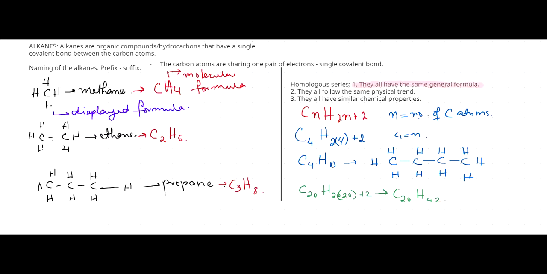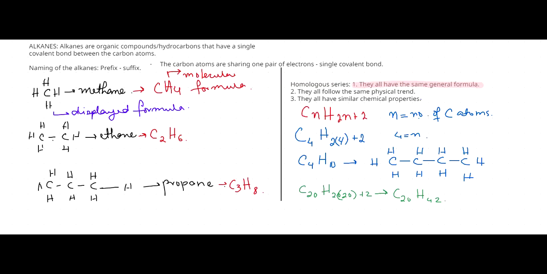But I have a question though. Yes, go on. You said that alkanes are organic compounds that have a single covalent bond between the carbon atoms, right? Yes. Like for methane, there's only one carbon. So how does it have a covalent bond between hydrogens? Oh, single covalent bond. With hydrogen, it is a single covalent bond. Okay, hydrogen has a single bond.